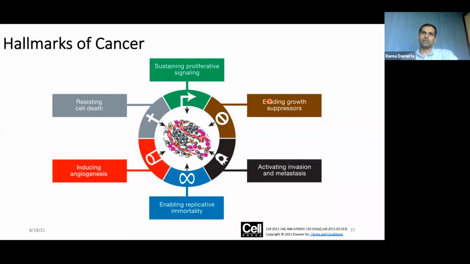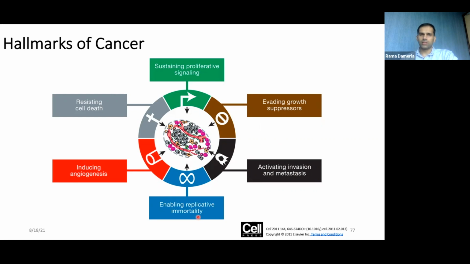Whenever there is unscheduled cell division, there are growth suppressors that try to stop it, and the tumor should try to evade them. And then activating invasion and metastasis, that is one of the hallmarks of cancer. So it should be able to go and divide in other tissues and organs. They should also enable replicative immortality.